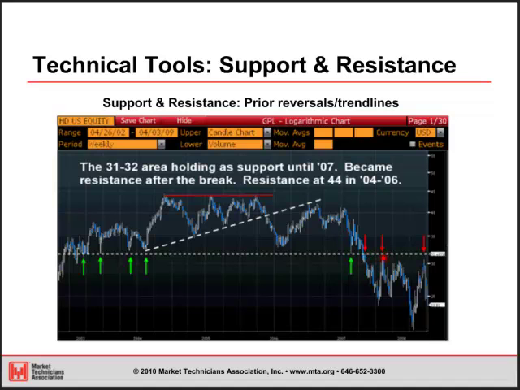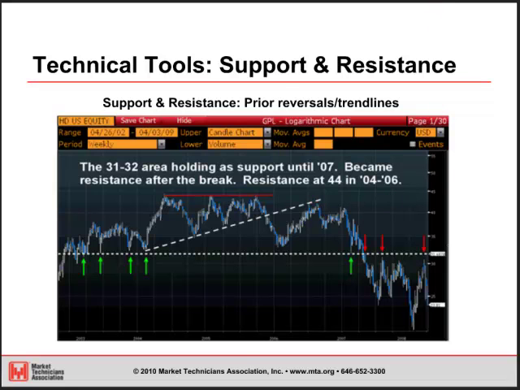We also saw a prior reversal at 44 back in 2004 that served as resistance again. And then trend lines as well: support, support, support, and then up here, once it's been broken, that retest is serving as resistance.